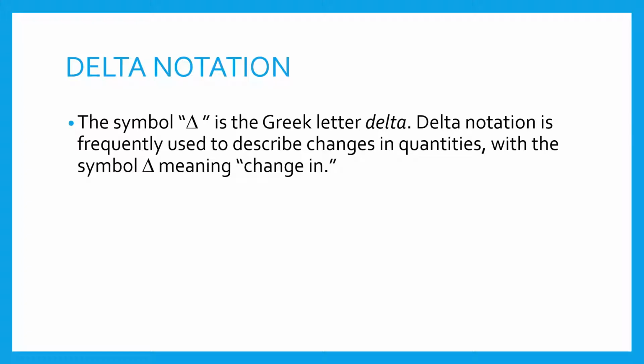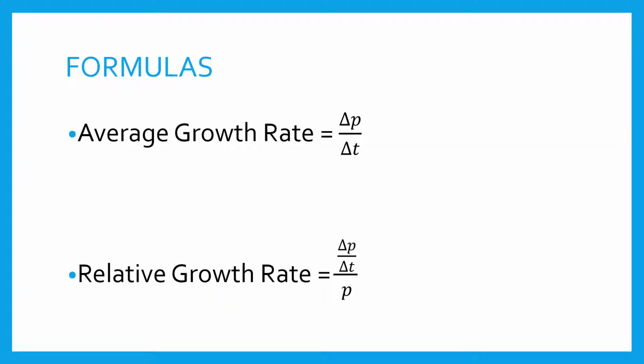It's usually followed by a variable, so it'll have the delta and then a variable. So here this would be the change in t, where t represents something maybe like time. These are the two formulas that you're going to be using for this section. These formulas appear on your formula sheet, so you do not have to have them memorized.